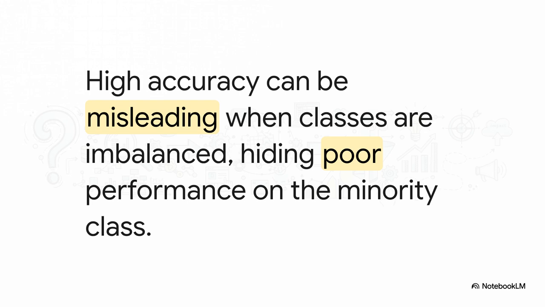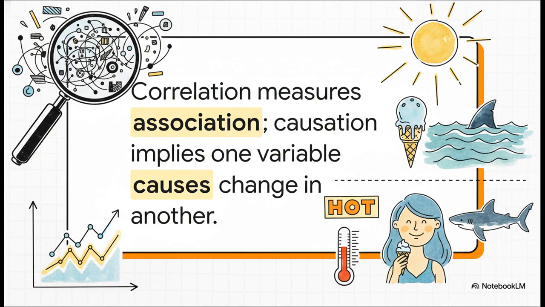Context is everything. As we're hunting for all these patterns, we have to remember the absolute golden rule of data analysis. Correlation does not equal causation. Just because two things happen to move together doesn't mean one causes the other. I mean, ice cream sales and shark attacks are highly correlated, right? But one doesn't cause the other. They're both driven by a third thing, hot weather.